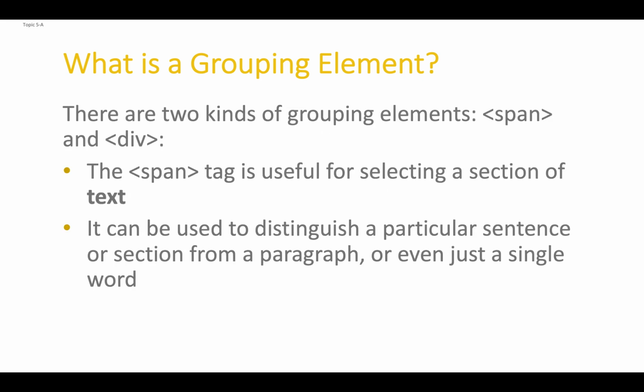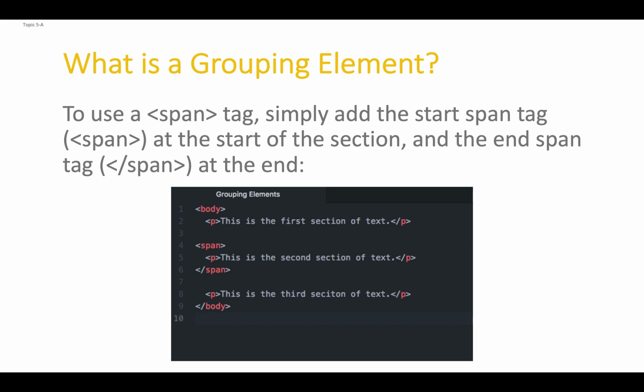So there are two kinds of grouping elements, span and div. The span tag is useful for selecting a section of text. It can be used to distinguish a particular sentence or section from a paragraph, or even just a single word. So if you want something to be styled differently, you can use a span tag to wrap around it, even if it doesn't have its own tag. To use a span tag, simply add the start span tag at the start of the section and then the end span tag at the end.